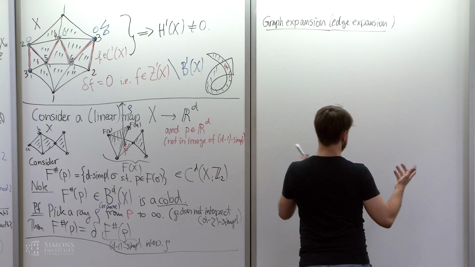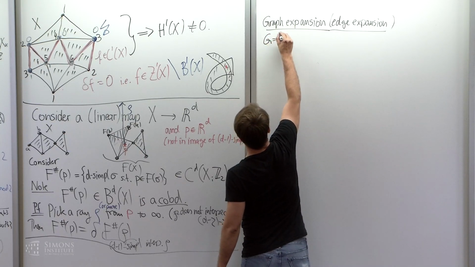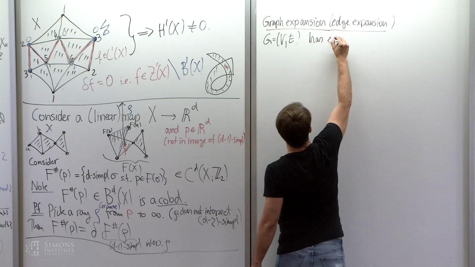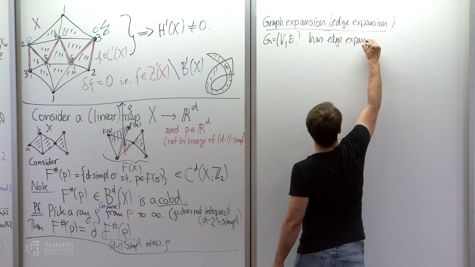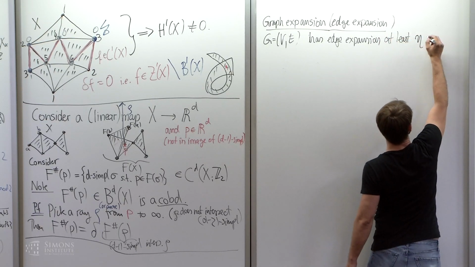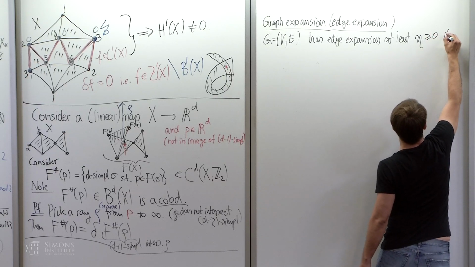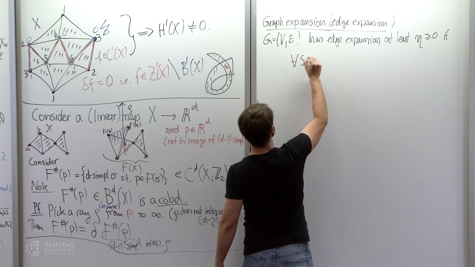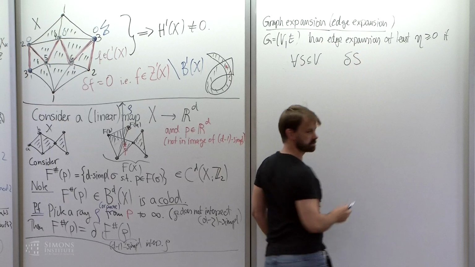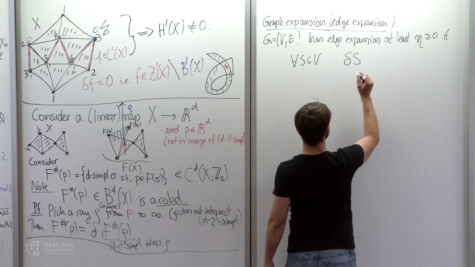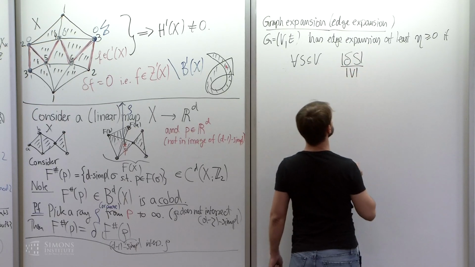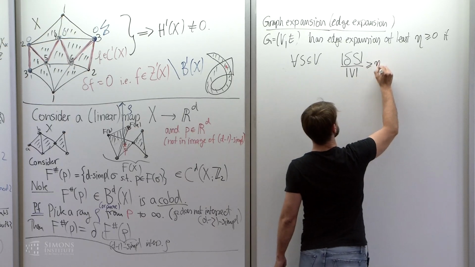Okay, so let's recall edge expansion. A graph with vertex set V and edge set E has edge expansion at least eta, where this is some parameter, if the following holds: for every subset of vertices S, you look at the co-boundary, just the edges going between S and its complement. And I want to talk about the possibly non-sparse case, so I normalize. And I want that this is at least eta.